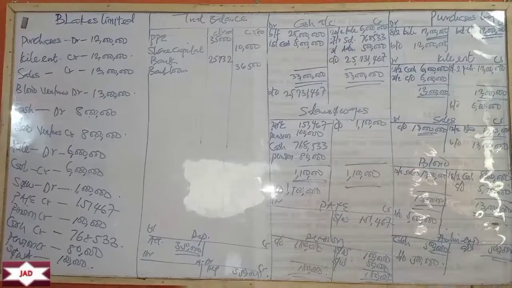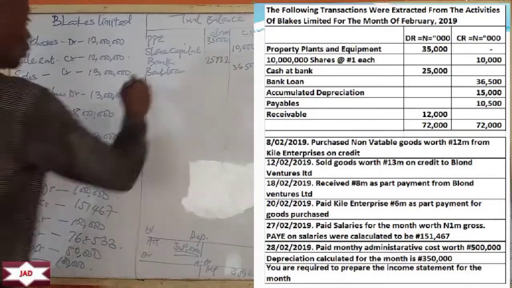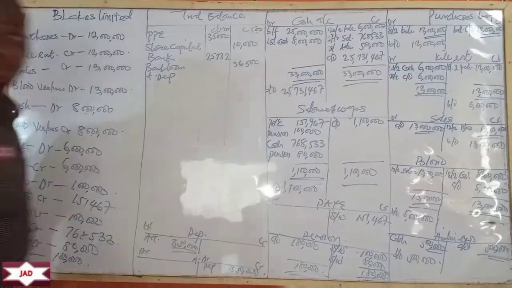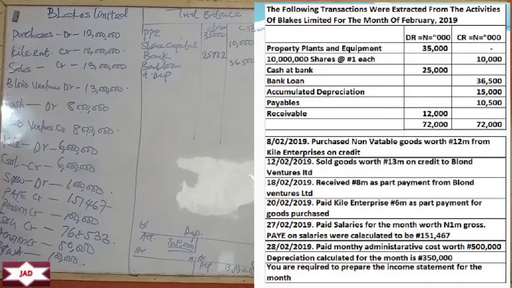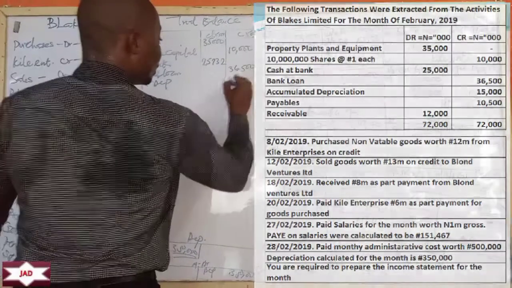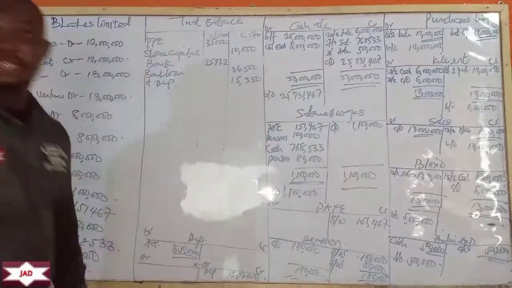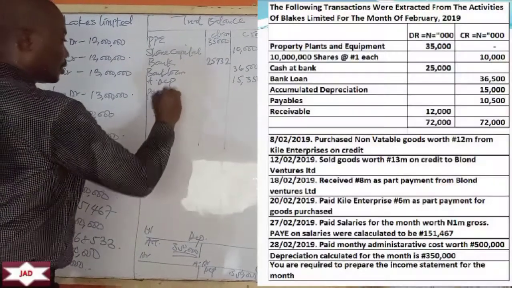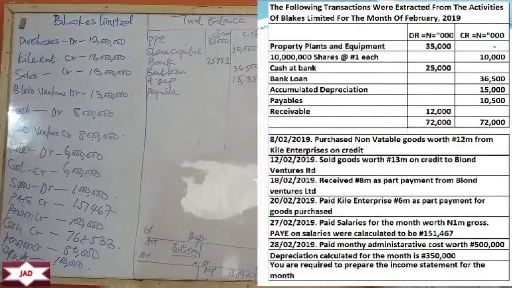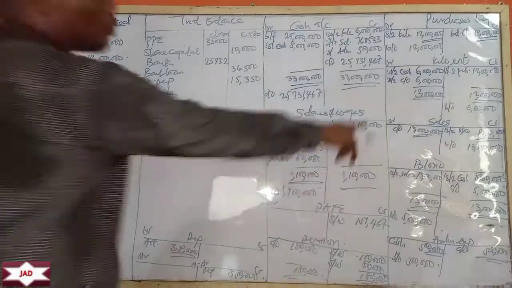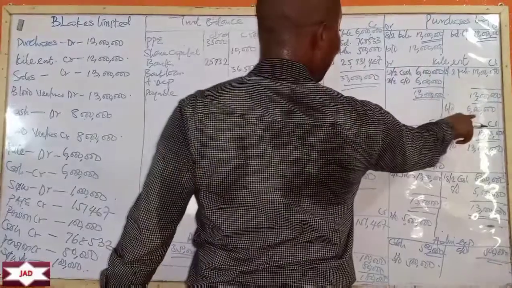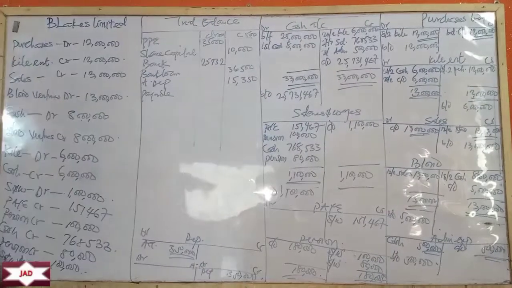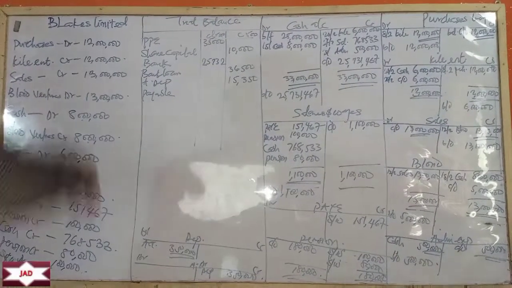What do we have now? Accumulated depreciation. So we have one here, 350. 350 plus, what do we have there? 15 million. That will be 15,350,000. Okay? Payables. What do we have for payables? Payables here is 10,500. Remember, we have Kai. We are still owing Kai 6 million. So 6 million, okay, plus 10,500. What do you have?